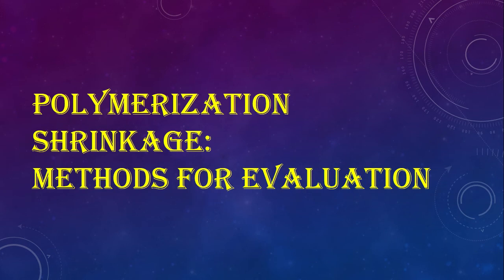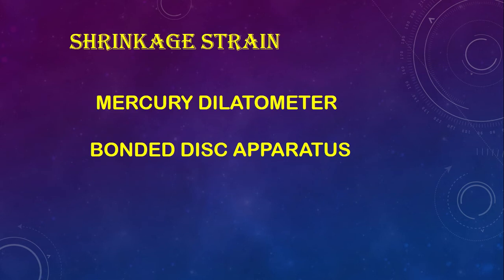Next is how to evaluate the polymerization shrinkage stress. So we have different apparatus, that is a mercury dilatometer. This is the equipment which evaluates the volume change in the mercury column, which is surrounded by the uncured composite resin.